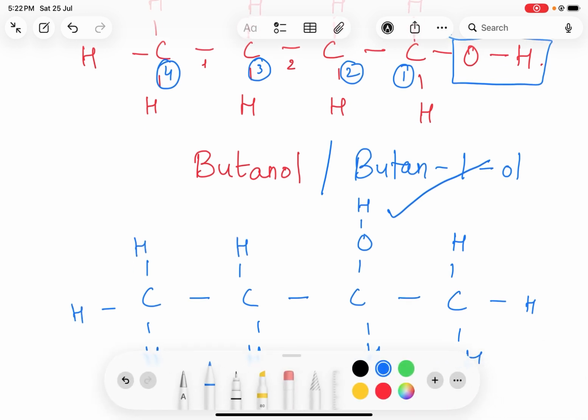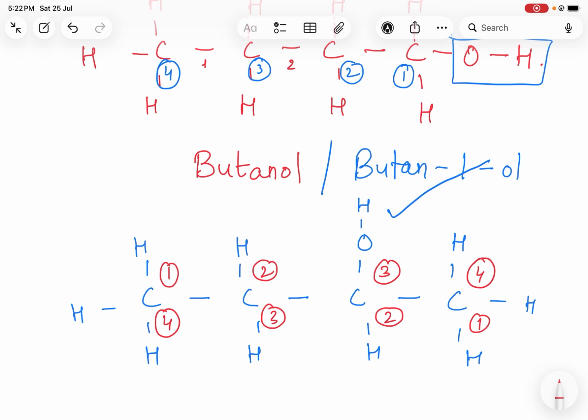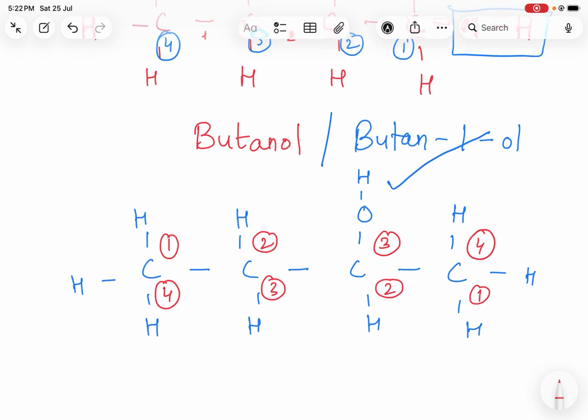So now when I number this, 1, 2, 3, and 4. If I number it from left to right, it is 1, 2, 3, and 4. You can see that when I number it from right to left, it gets the second number, and when I number it from left to right, it gets the third number.